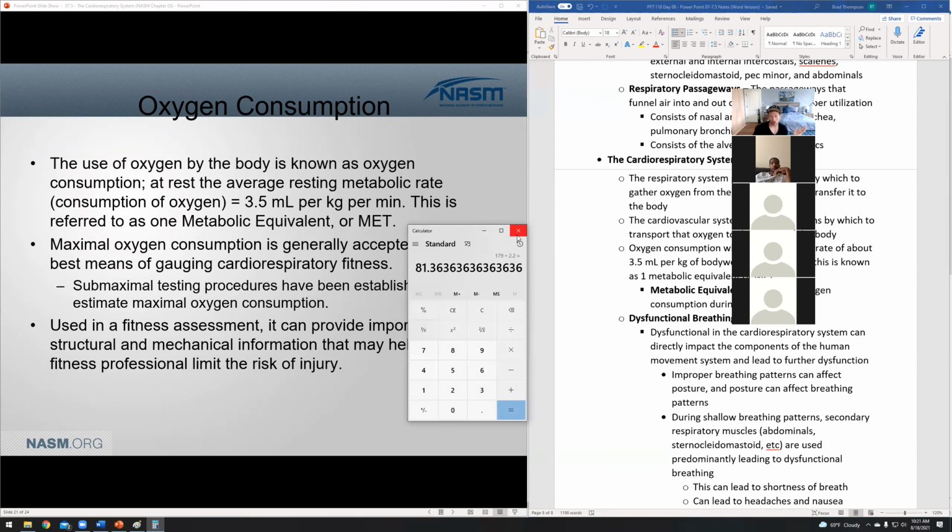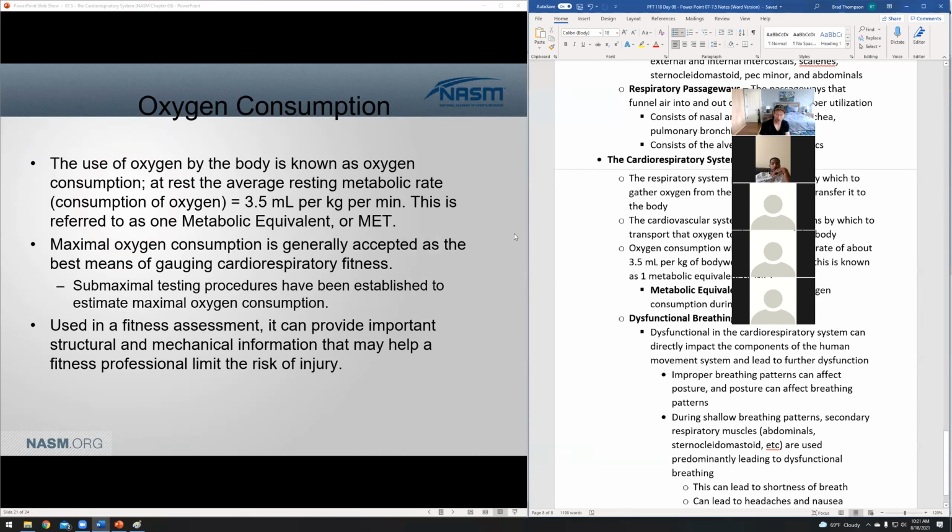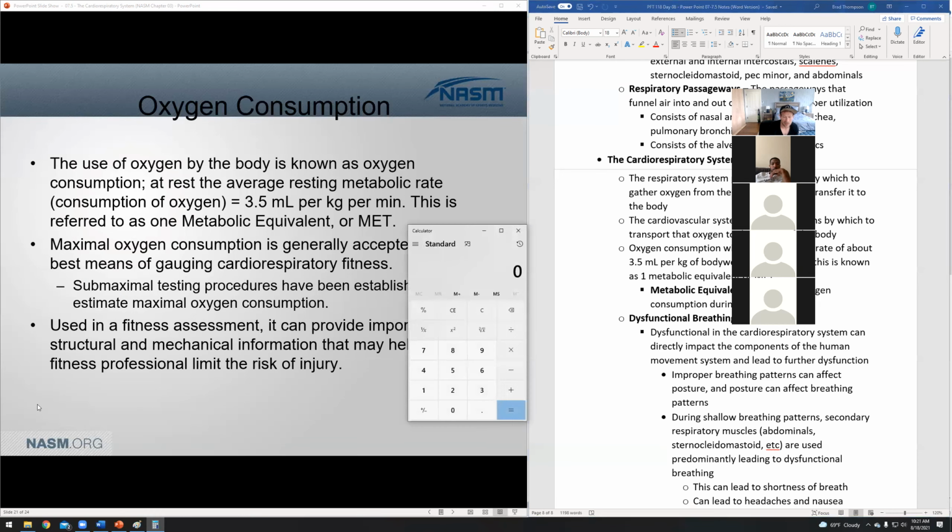81. So I'm about 81 kilograms, right? So that would be 81 times 3.5. So I'm consuming about 283.5 milliliters of oxygen per minute when I am at rest. So when I am sleeping, that's how much I'm consuming. Right now, I'm not sleeping, I'm sitting upright.